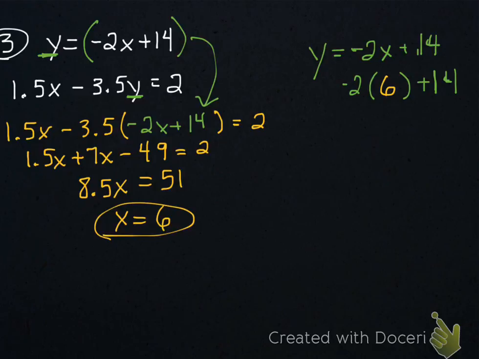So negative 2 times 6 is negative 12. So it's negative 12 plus 14. y equals 2. So my answer, remember always write the x value first, is 6, 2.